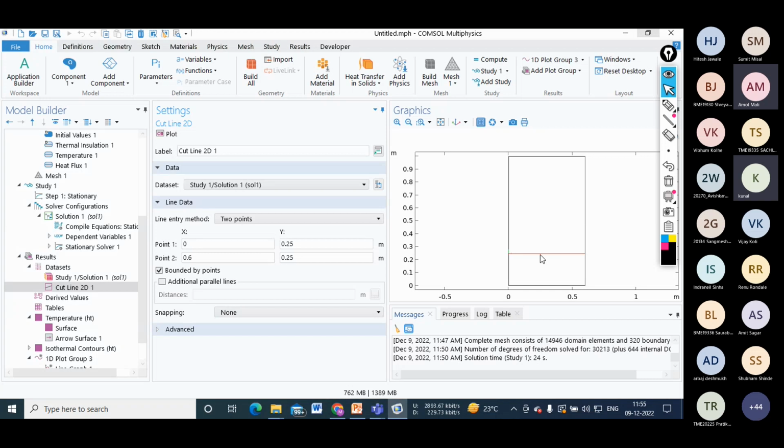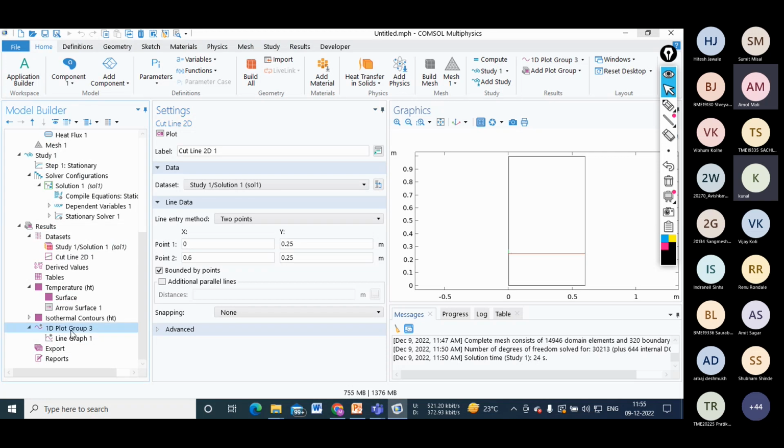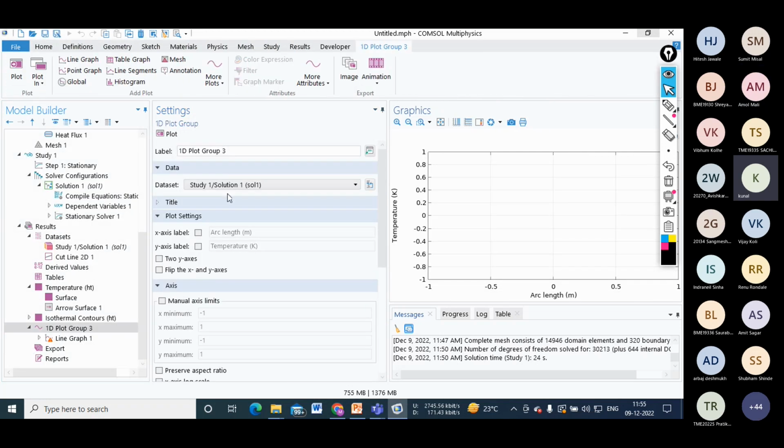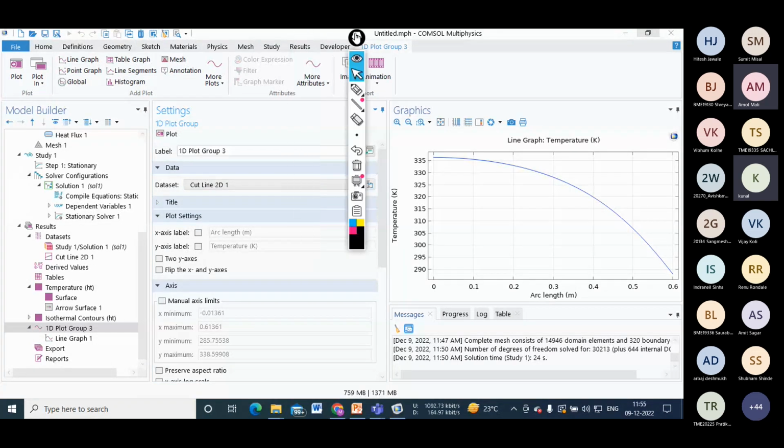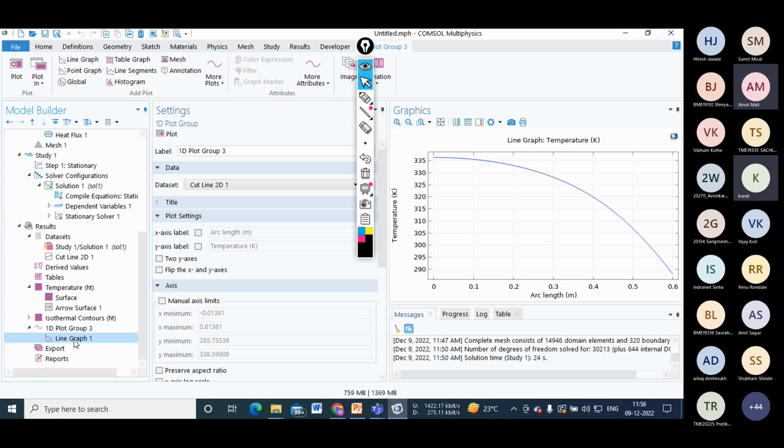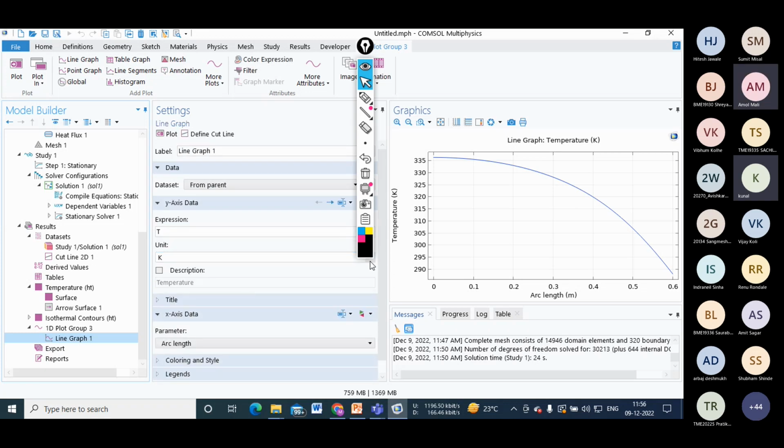Okay, so here you can see this line is already drawn. Now I will select this 1D plot group, and this line is generated here in the data set, and you can plot here. So here you can see what is happening. From 0 to 0.6, look at what is happening from 0 to 0.6. At 0 you are getting 335 Kelvin. You can change the unit also. We will convert Kelvin to degrees centigrade.